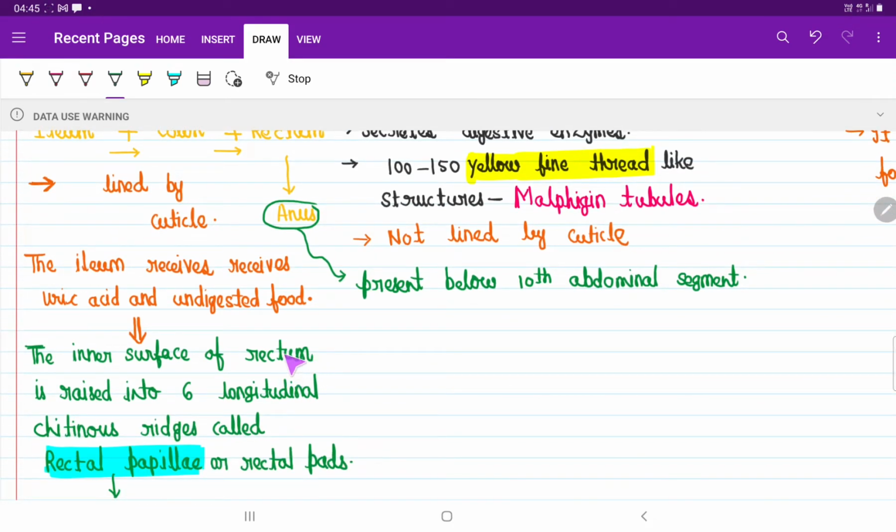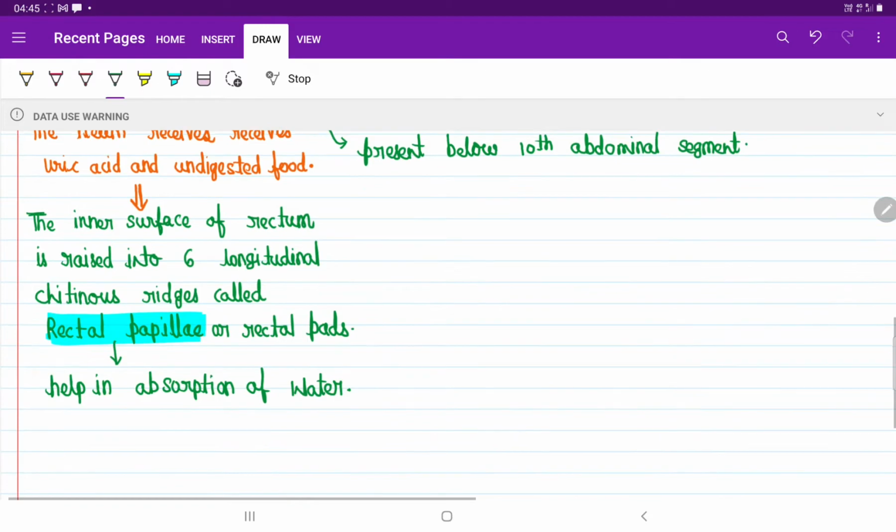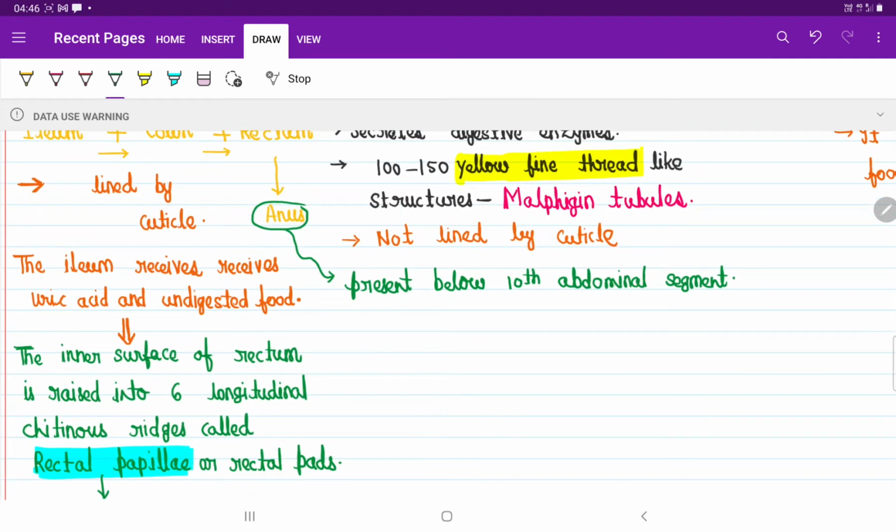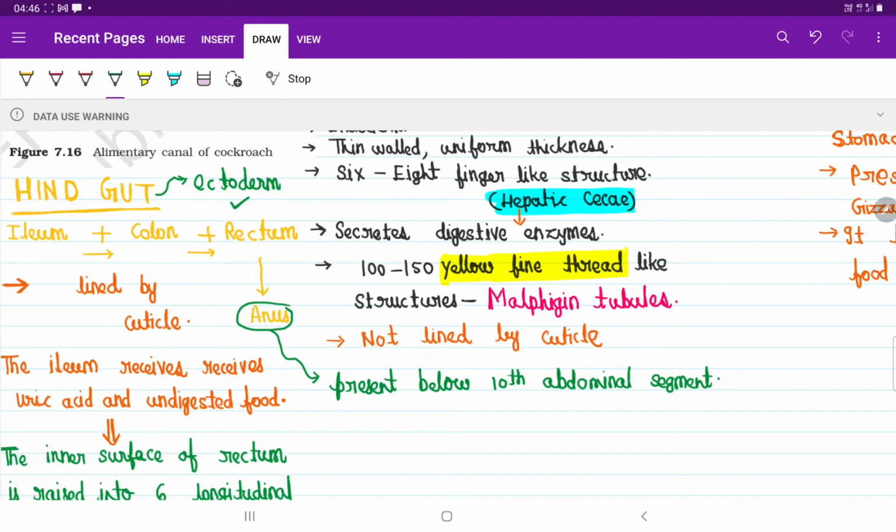The inner surface of the rectum has six longitudinal chitinous ridge-like structures that are called rectal papillae. I am repeating again: the inner lining of the rectum has six longitudinal chitinous ridges, called rectal papillae or rectal pads. These rectal pads help in absorption of water. And finally the rectum opens into the anus. This anus is present below the 10th abdominal segment, and from here the digestive waste and nitrogenous metabolic waste are ejected out.